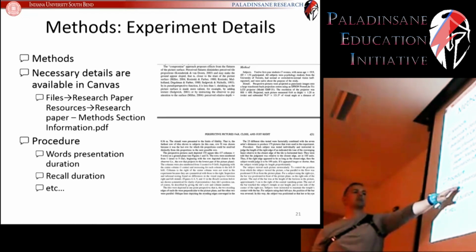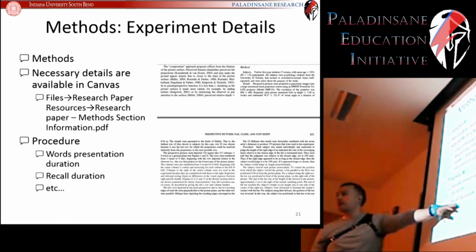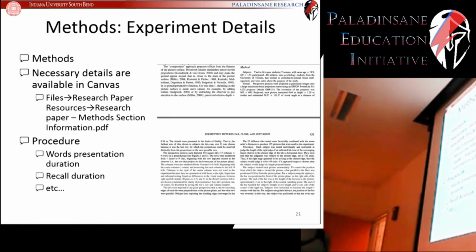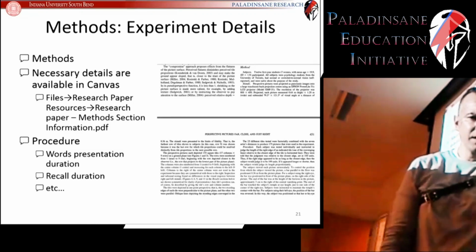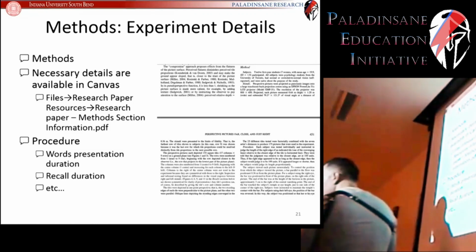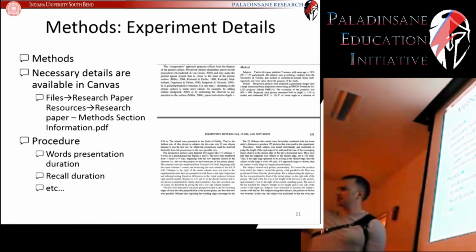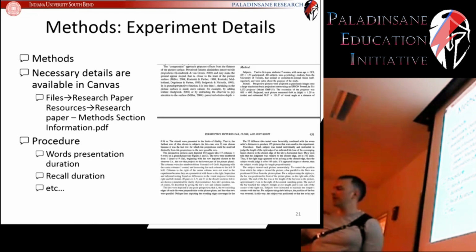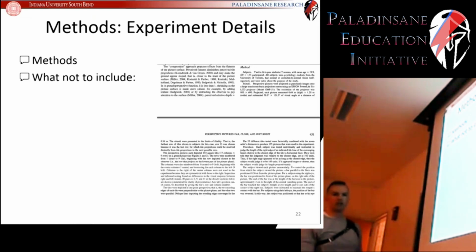So, words were presented one at a time for 2 seconds. Recall occurred after every list. Things like that, phrases like that will really help you out in writing that section. All right, so that's what you need to include. Again, 3 major sections: subjects, apparatus and materials, and then your 3rd section is your procedure. What should you not include?